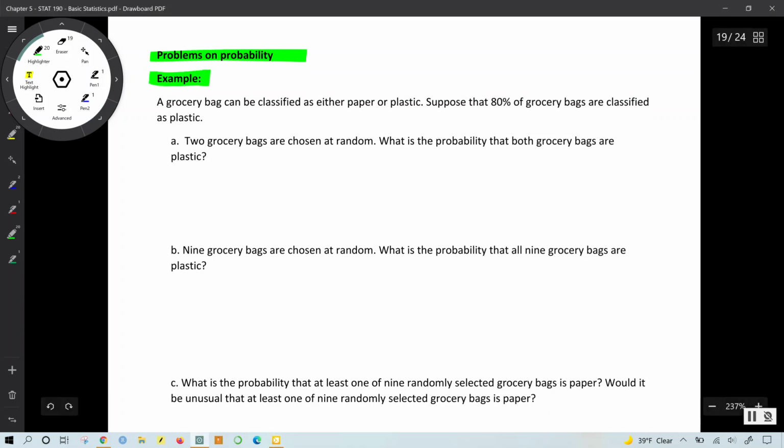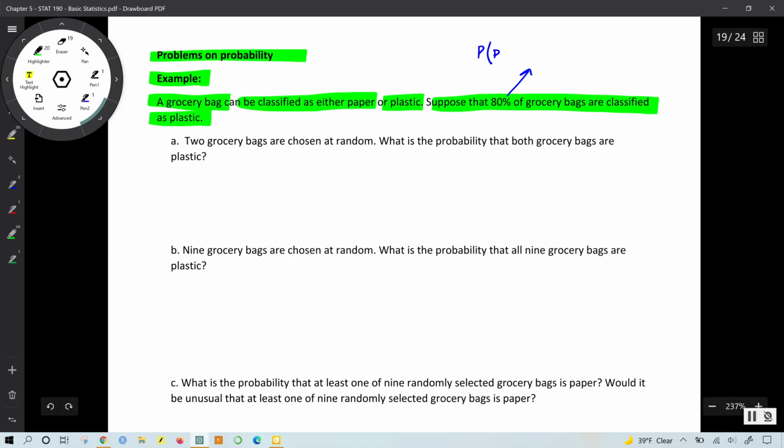For the first example, we're told that a grocery bag can be classified as either plastic or paper. Suppose that 80% of the grocery bags are classified as plastic. So, in this case, what this means is that probability of picking a plastic bag to begin with is 80% or 0.8, and that implies the probability of paper, since it's either paper or plastic, will be the remaining 20%, which is 0.2.